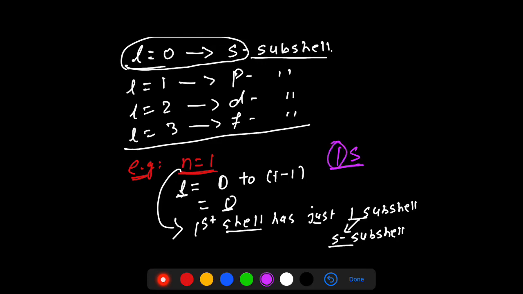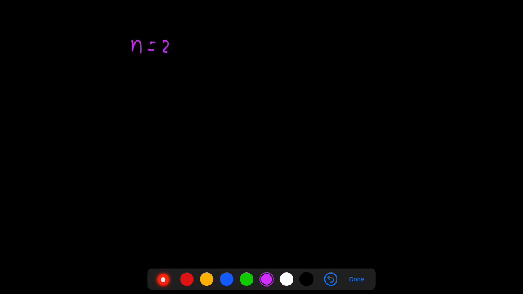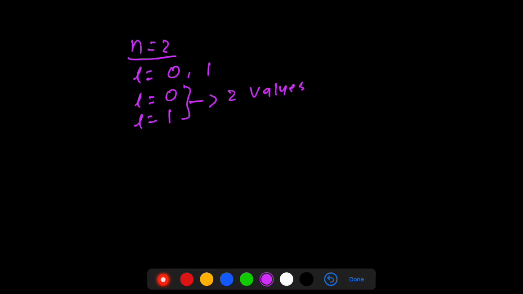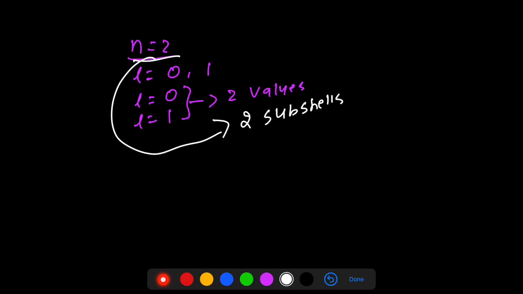Now, how will you denote the first shell having the S subshell? 1S. This number denotes the shell number, and this denotes the subshell. So 1S is the S subshell belonging to the first shell, right? If I talk about the second shell, L will be 0 and 1, 0 to n minus 1. So the value of L is 0 and the value of L is 1 also. How many values do we have? We have 2 values of L. That is why the second shell will have 2 subshells.